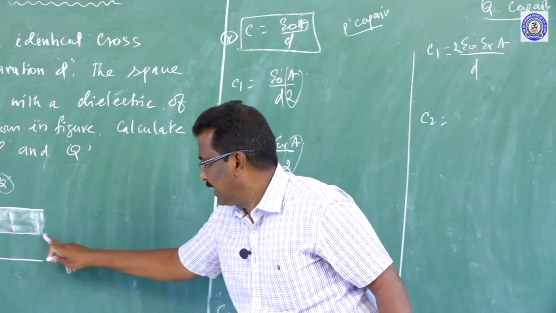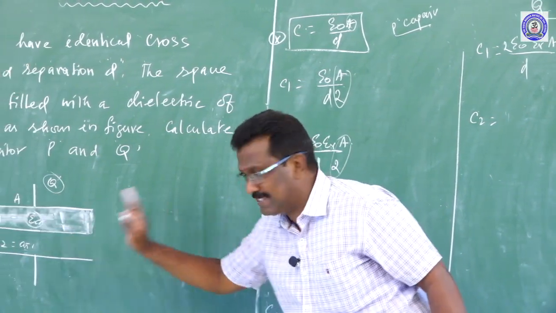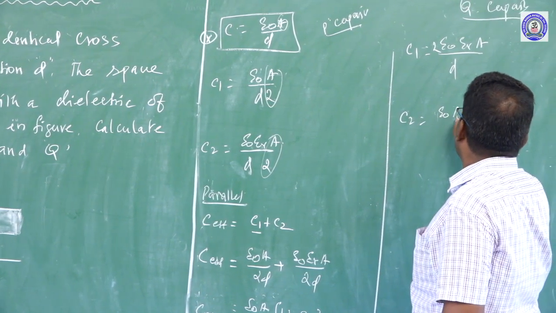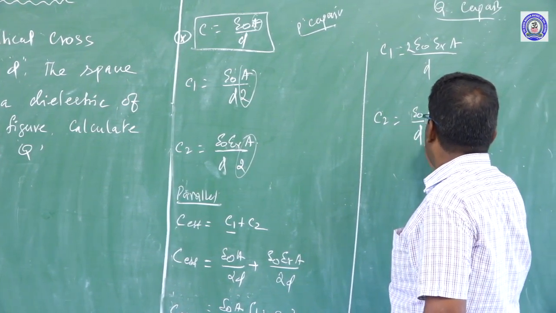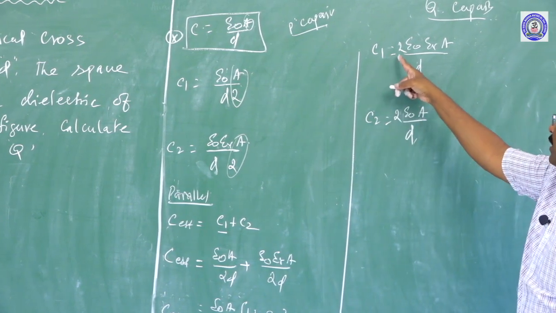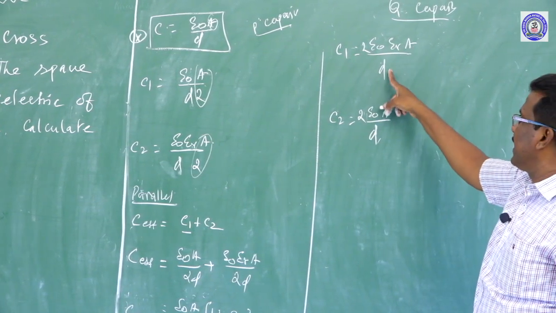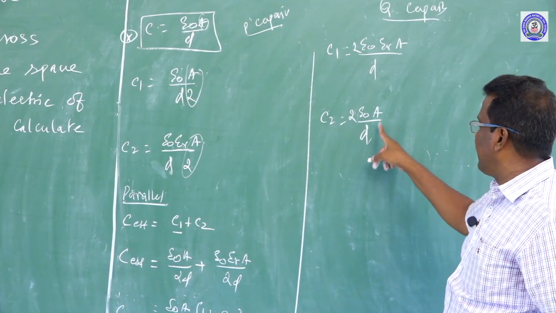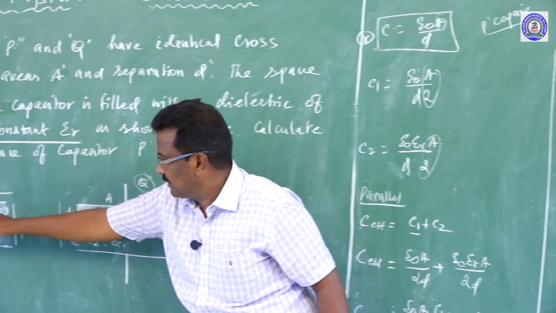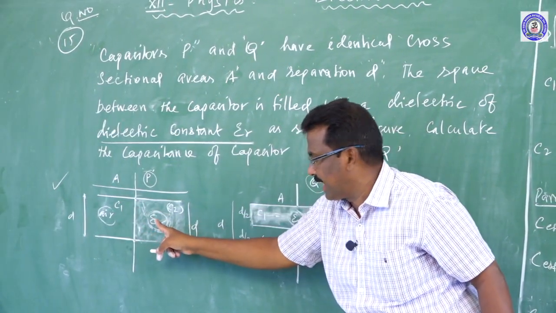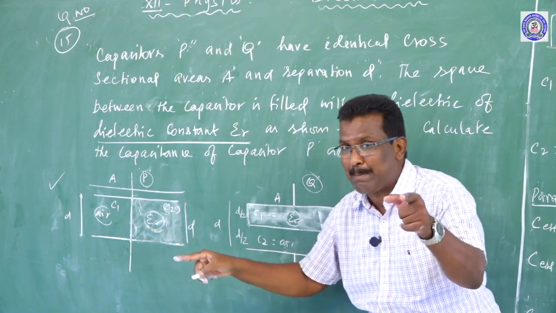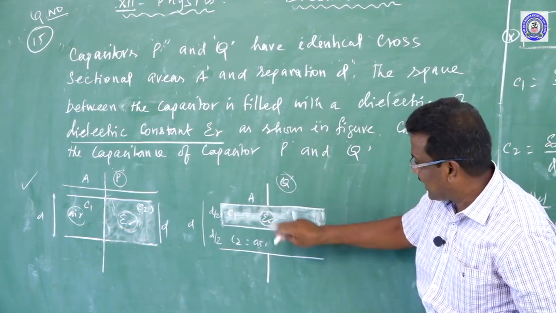Only the air medium, the distance is only D by 2, the cross-sectional area remains the same. So C2 is equal to epsilon naught A divided by D by 2. D by 2, the 2 goes up. So C1 is 2 epsilon naught epsilon r A by D, and C2 is 2 epsilon naught A by D. Now, in this case, one is an air-filled capacitor and one is dielectric-filled. In the previous case, two capacitors are connected in parallel, but here two capacitors are connected in series.